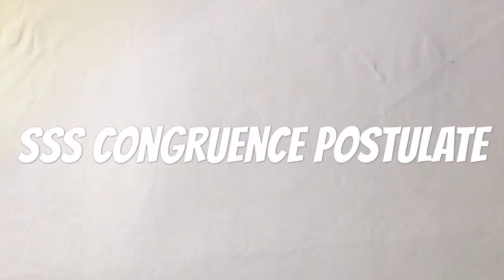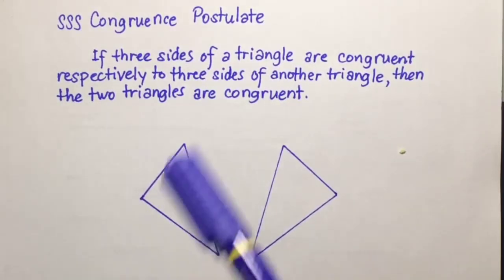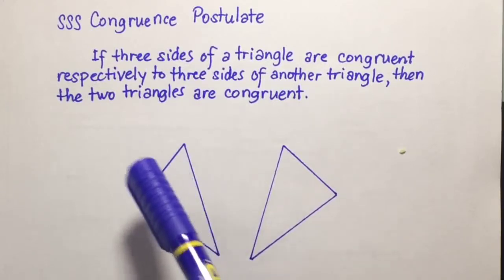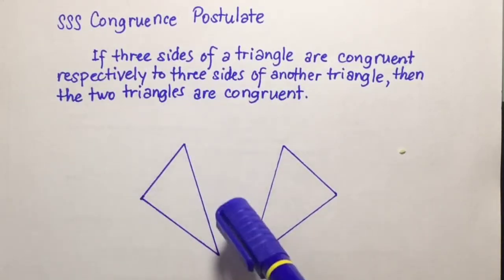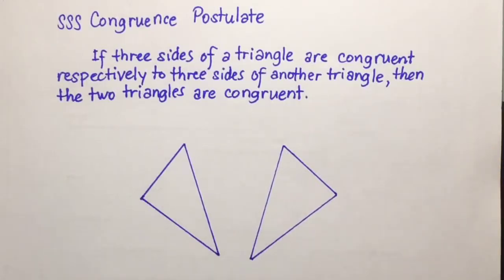For today's video, I'm going to discuss the SSS Congruence Postulate. The SSS Congruence Postulate states that if three sides of a triangle are congruent respectively to three sides of another triangle, then the two triangles are congruent.